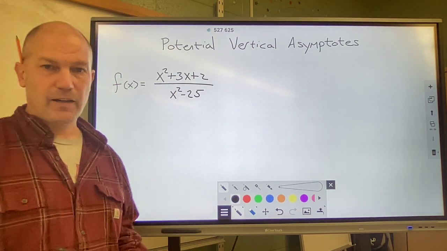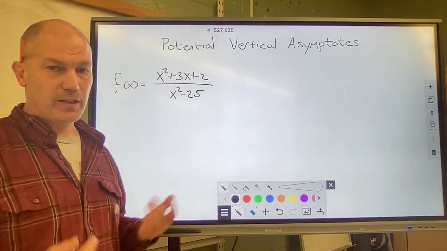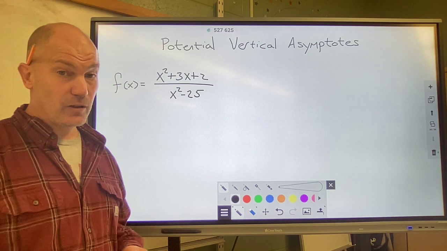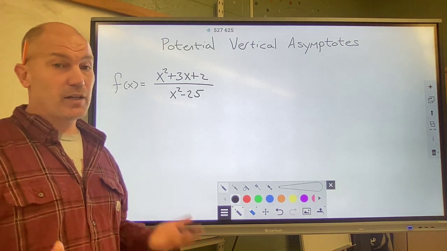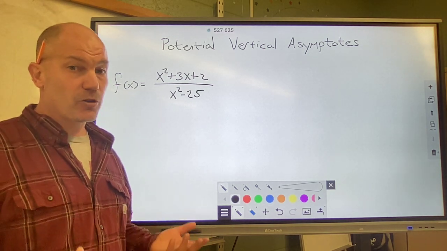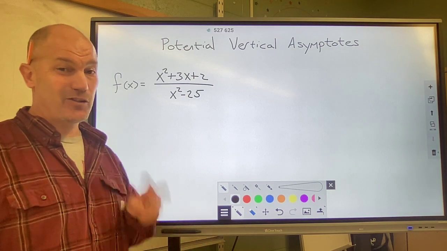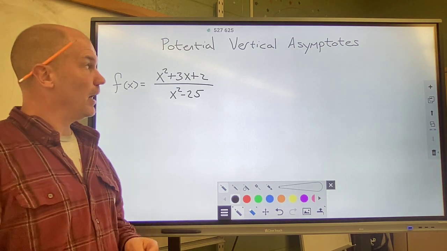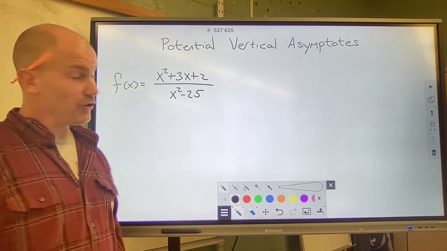So we're going to talk about finding potential vertical asymptotes. And again, just like our zeros, these are potential. The big idea is we're not allowed to divide by zero. We're not sure what happens. And what we're going to find out is that two different things happen. But first, we're just going to talk about potentials.